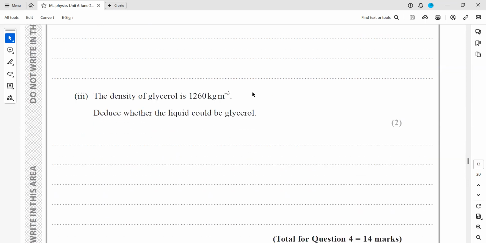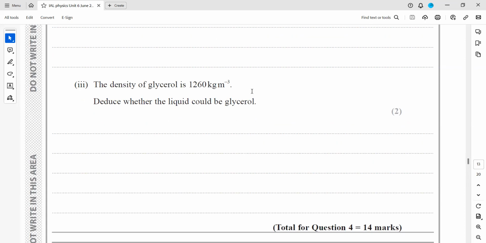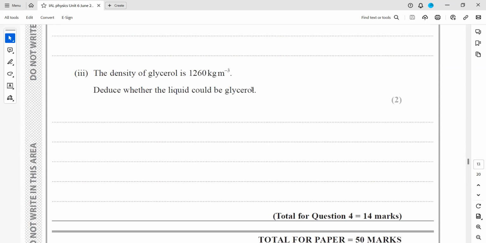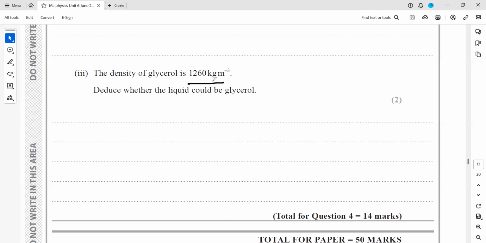The next is: the density of glycerol is 1260. Deduce whether the liquid could be glycerol. Okay, look, there are two ways again to solve this question. The best way is to compare the percentage difference with the percentage uncertainty. If you find that the percentage difference is more than the percentage uncertainty, then you will say the values are not the same or not equal. And if you find the percentage difference is less than the percentage uncertainty, it means the values are the same or equal. So we'll compare the percentage difference with the percentage uncertainty.